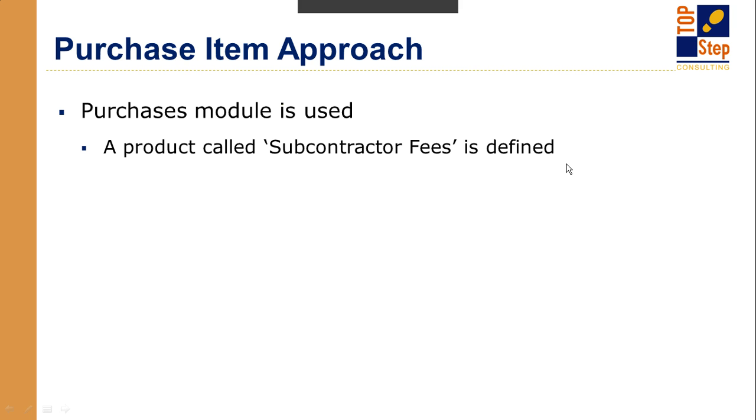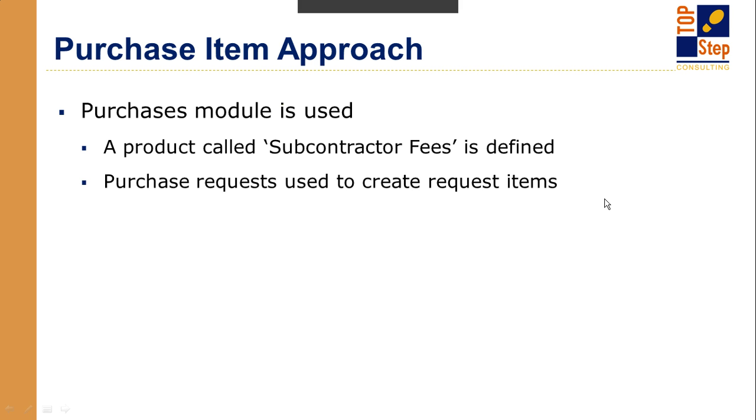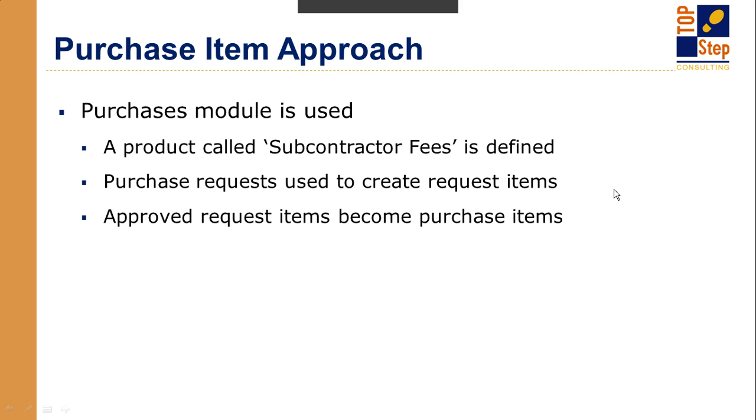If you do have it or you decide to use it, you identify a product called subcontractor fees. You would make purchase requests to create request items, and then those approved request items become purchase items. It's a workflow process that you have here. So someone could go ahead and request essentially a PO, and that would go through an approval cycle until at the end a vendor PO is issued for those specific request items.